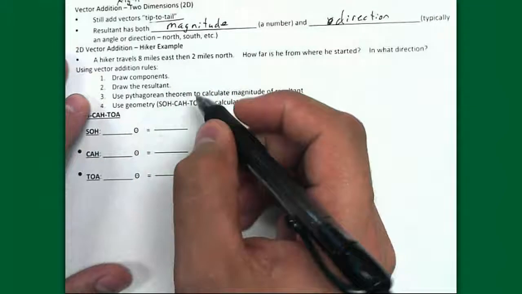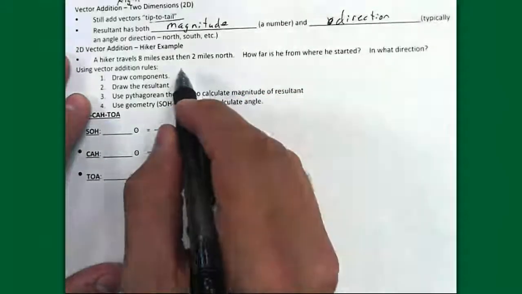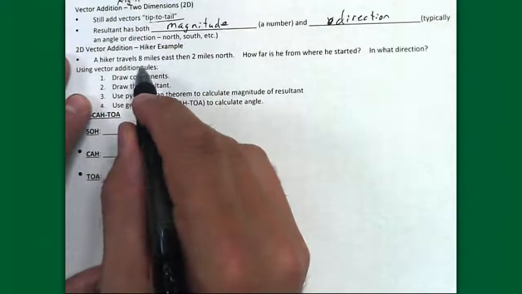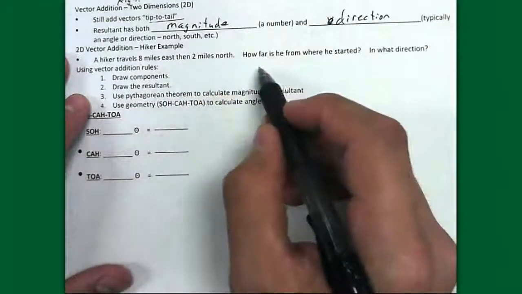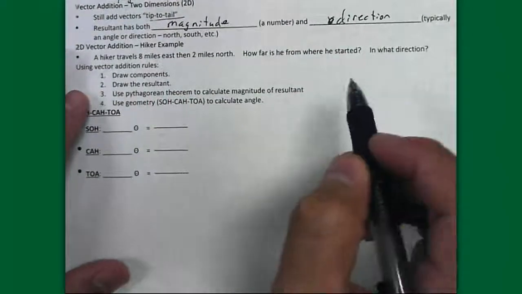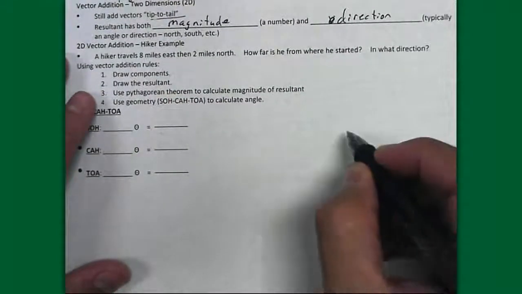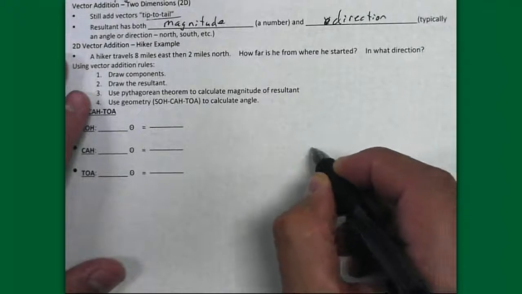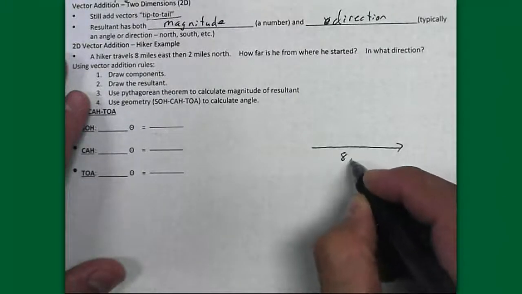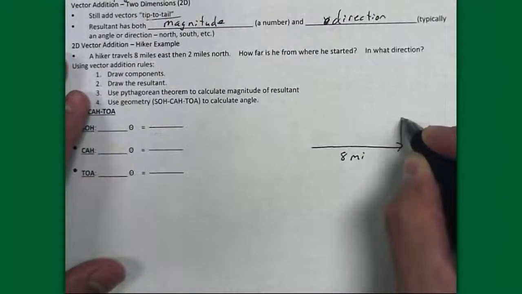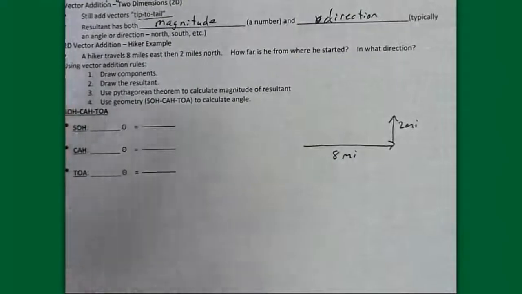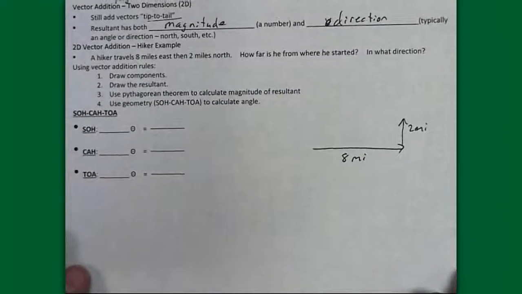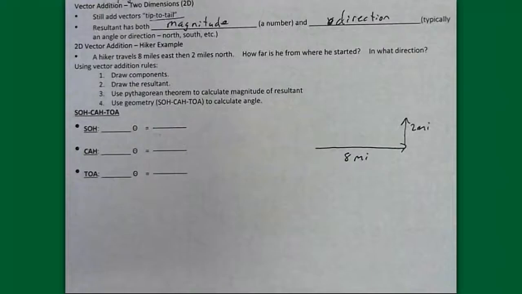I think we've actually already had this problem in a previous discussion with displacement. Let's read it again. A hiker travels 8 miles east and then 2 miles north. How far is he from where he started, and in what direction? Well, you might remember already that we first drew that picture, and we drew it this way. Right? And you might also know that to get the total displacement, which is how far he is from where he started, we ended up doing Pythagorean theorem.